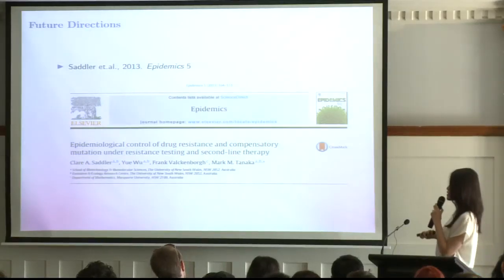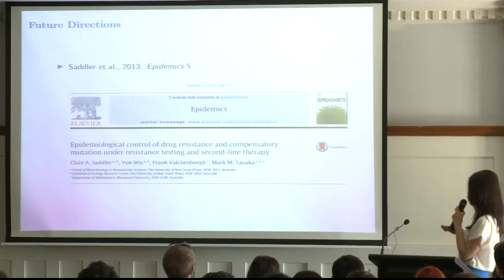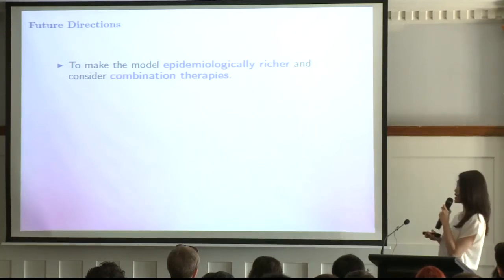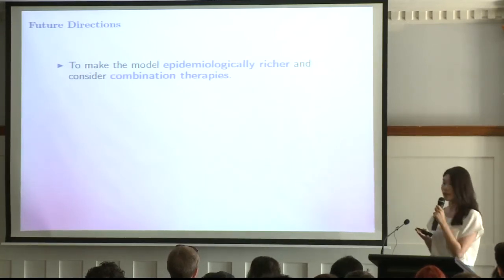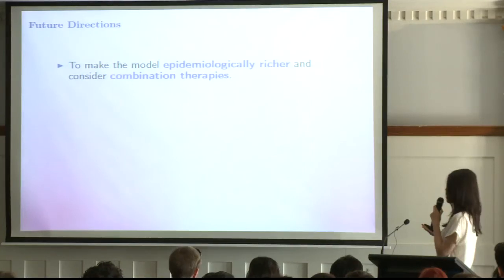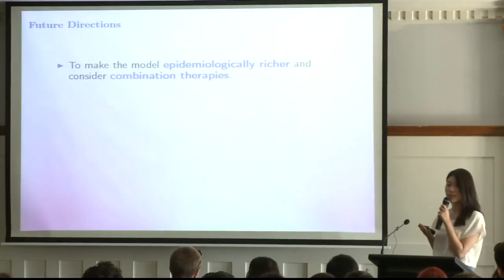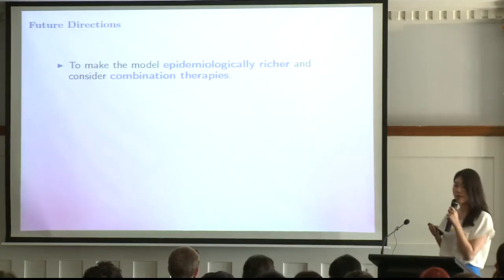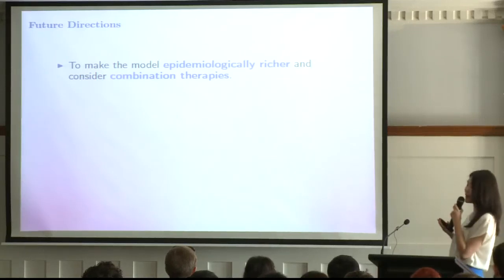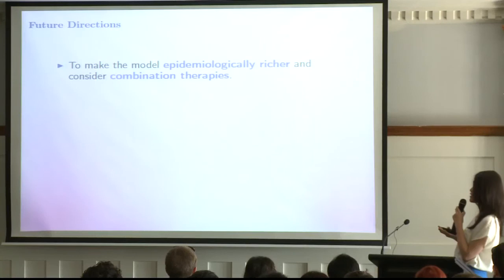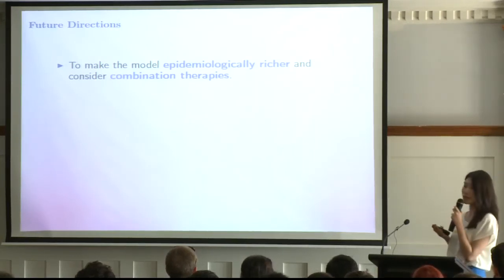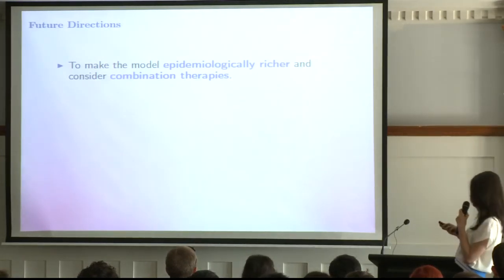And our paper has been recently accepted by academics, and the model can be extended in various directions. For example, it could be made epidemiologically richer by including recovery with immune memory and other infection-specific features. And another missing element here would be bacterial recombination, which also facilitates the evolution of drug resistance, of compensatory mutation. So the effect of recombination in a multi-drug system would be interesting to investigate further.